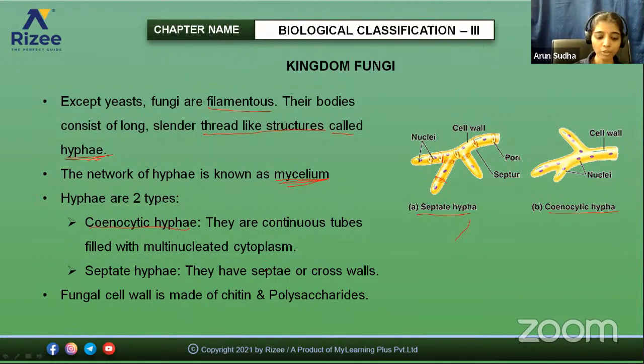Another main feature of fungi is that the cell wall is made up of chitin and polysaccharides. The main component here is chitin.